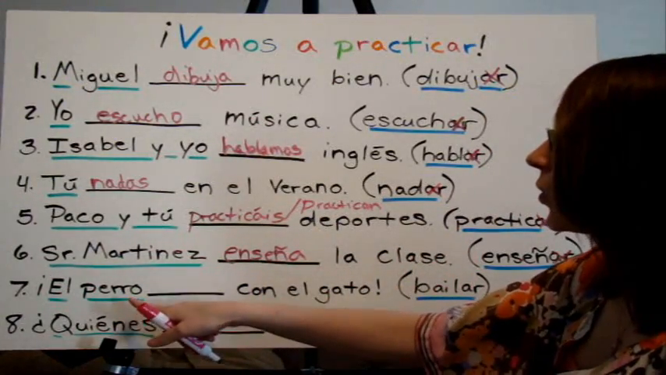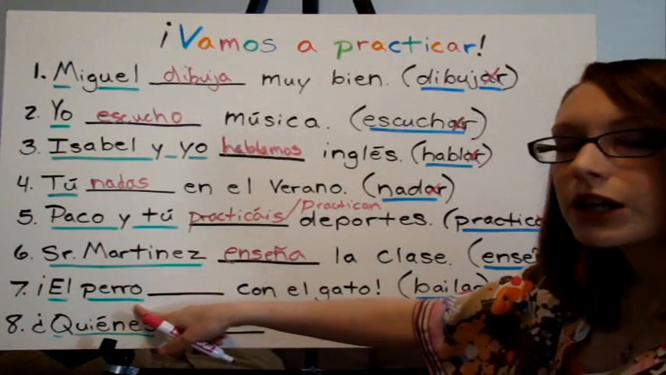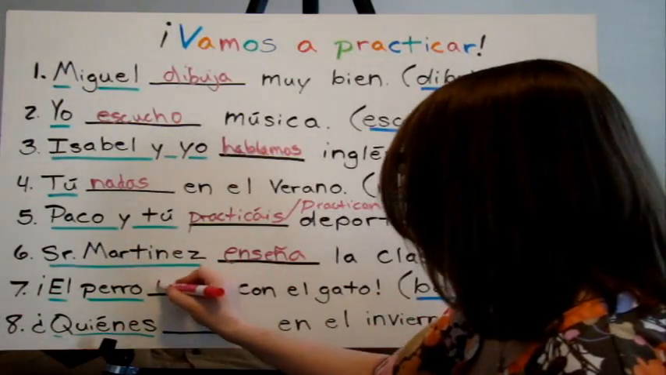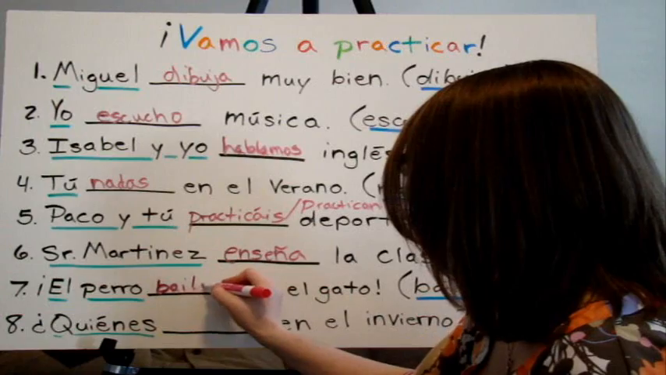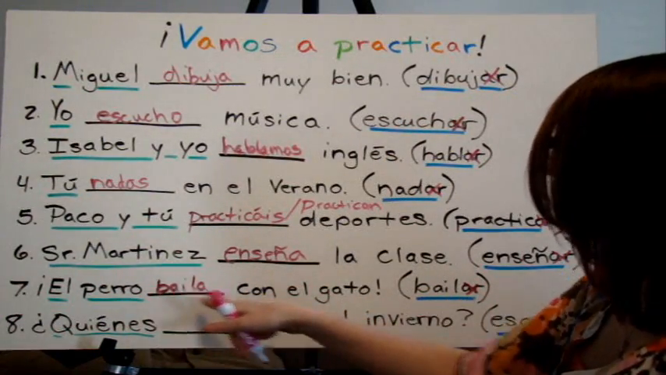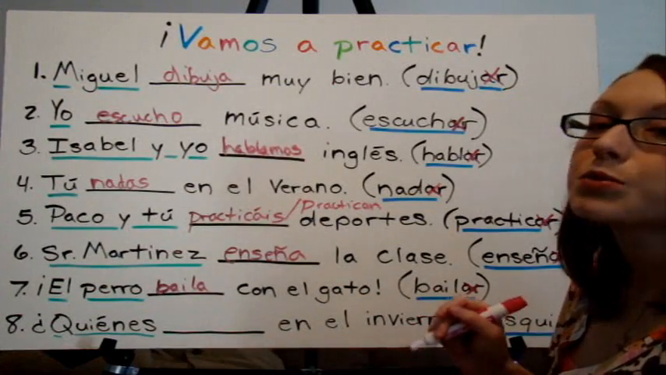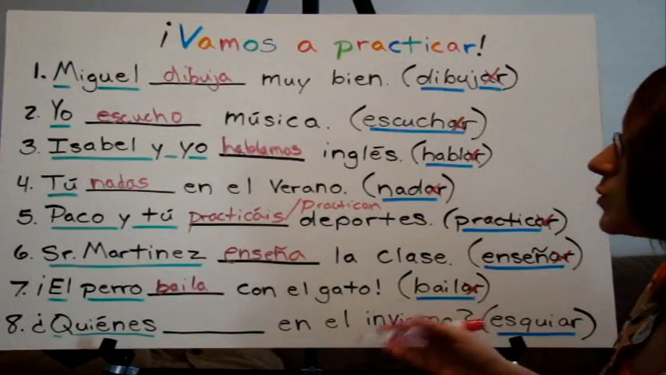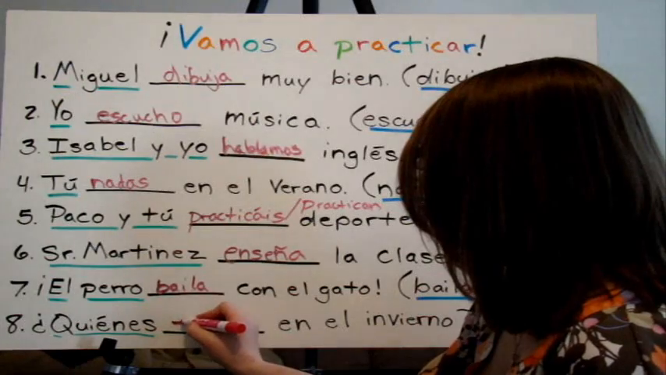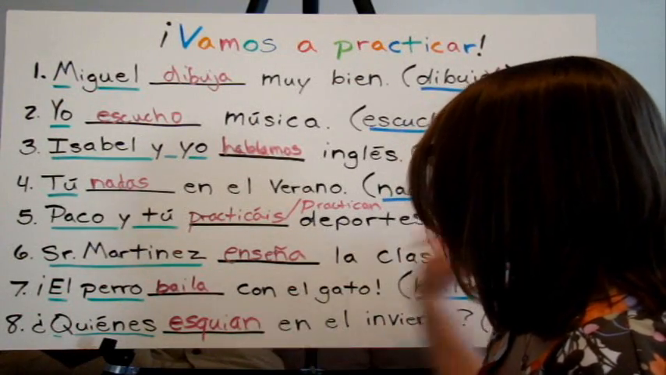El perro, which if you are not sure, I should have told you this before. This is a dog. Probably a lot of you already knew that though. El perro baila. Because we know that it's one dog, so we go with the singular version. Baila con el gato. Y quiénes was the plural form of who, so we don't know who it is, but we do know this is plural. Esquiar, take that off, and conjugate for the plural form, esquian.